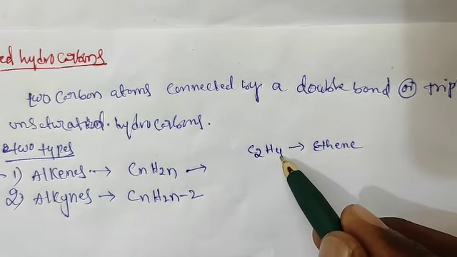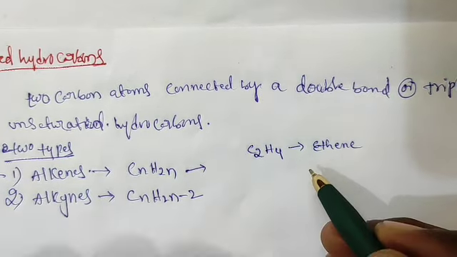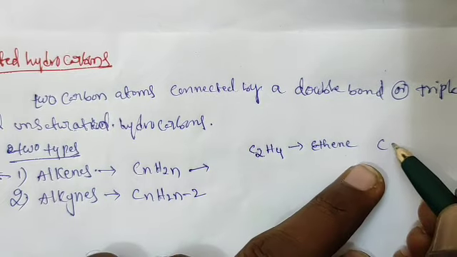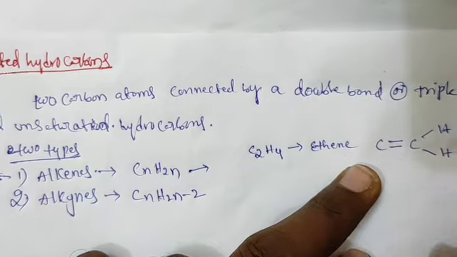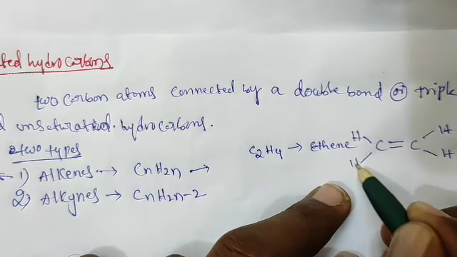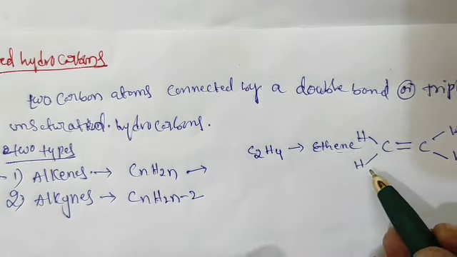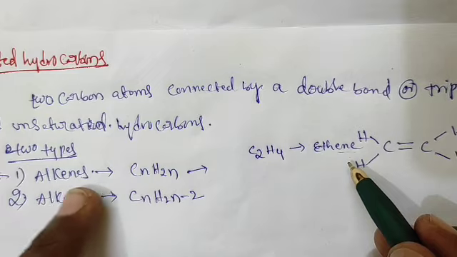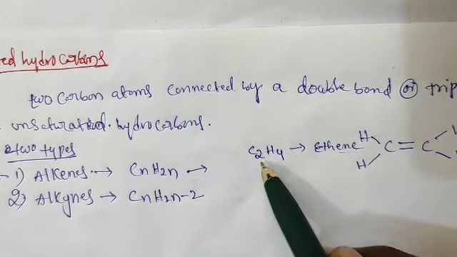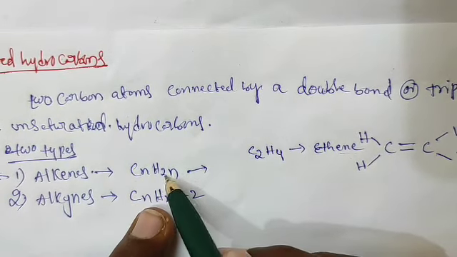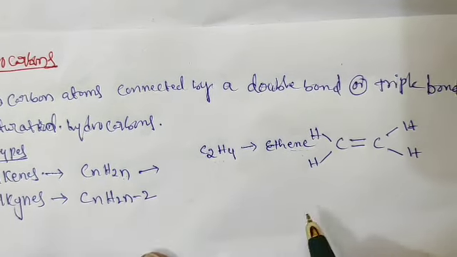But here, instead of two hydrogens, one double bond came. How will it come? One C structure I will write. C double bond C, H4: one H and one more H, total 4 hydrogens. So 4 hydrogens, 2 carbons, double bond came. So that only, ene means double bond, alkene means double bond. Formula is CnH2n. So instead of n we are taking 2, C2, 2 into 2 is 4, H4, ethene. Structural formula is this one.